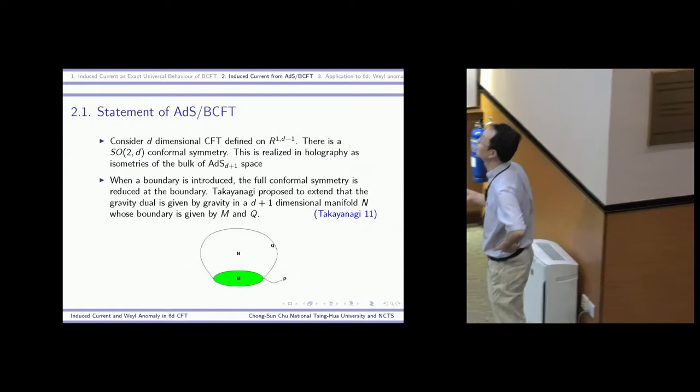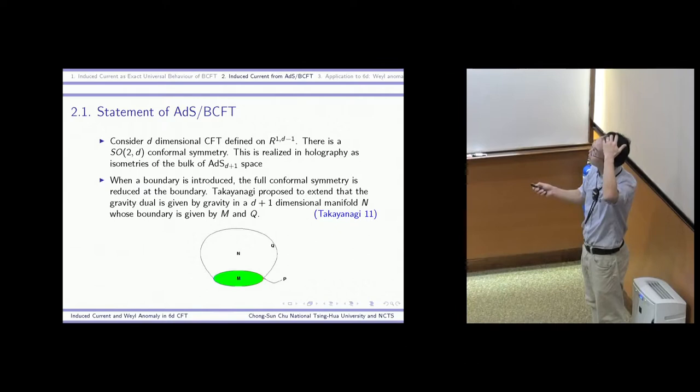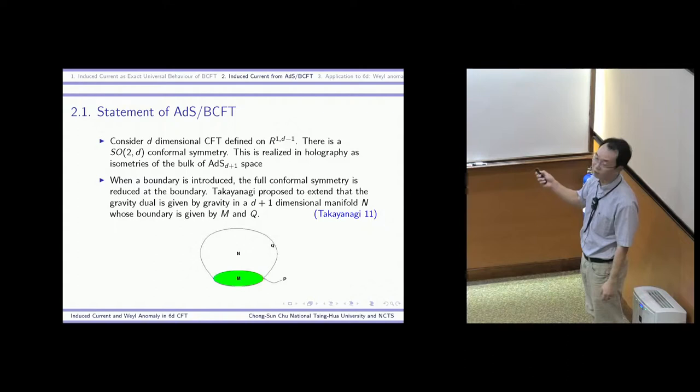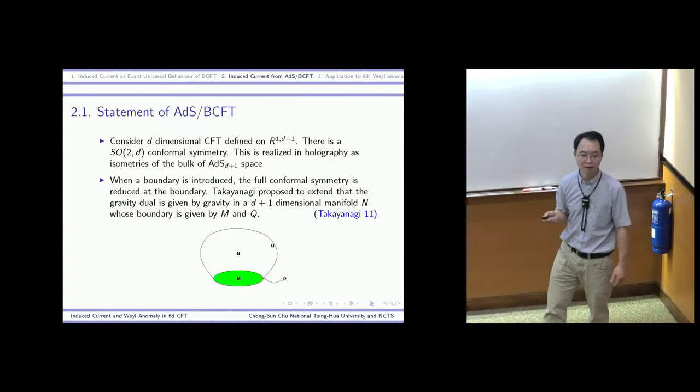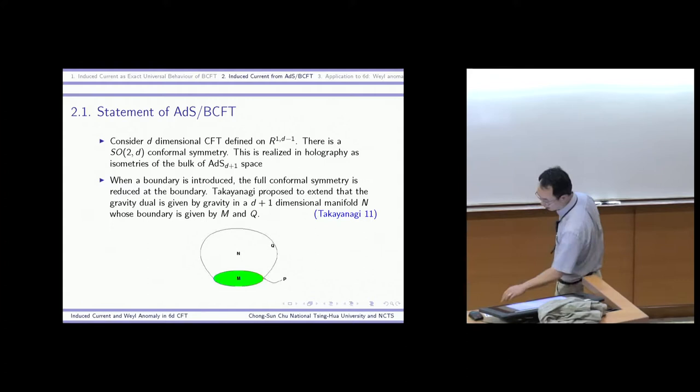Okay. So we know how to do AdS/CFT. Now for CFT with a boundary, define an M with a boundary. Takayanagi in 2011 has an idea that the gravity dual is given by a bulk region N, bounded by a surface Q. So the gravitational physics inside N is dual to the BCFT defined on M. And so the whole crux of the problem is then how to define this surface Q.